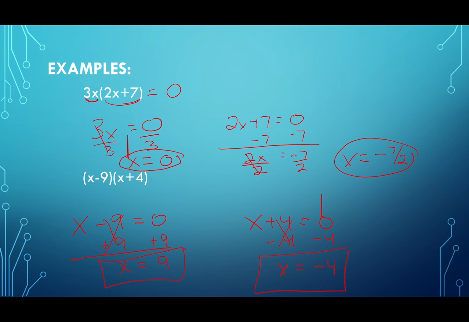You will have one answer for every single x you have being multiplied together. So in these two examples, I have two x's. I have my 3x and my 2x plus 7, or my x minus 9 and my x plus 4. Therefore, I should have two different answers when I come to the end of it.